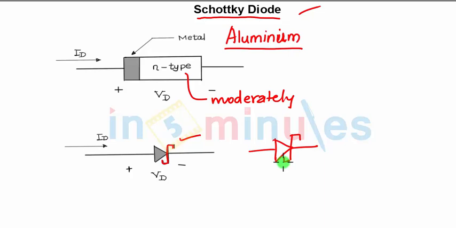This is the symbol of the Schottky diode. You have an S-type symbol above the diode, which is the symbol for the Schottky diode. The symbol for the normal diode has this type of symbol. So when you have the S-type added in front of it, it becomes the symbol for the Schottky diode.